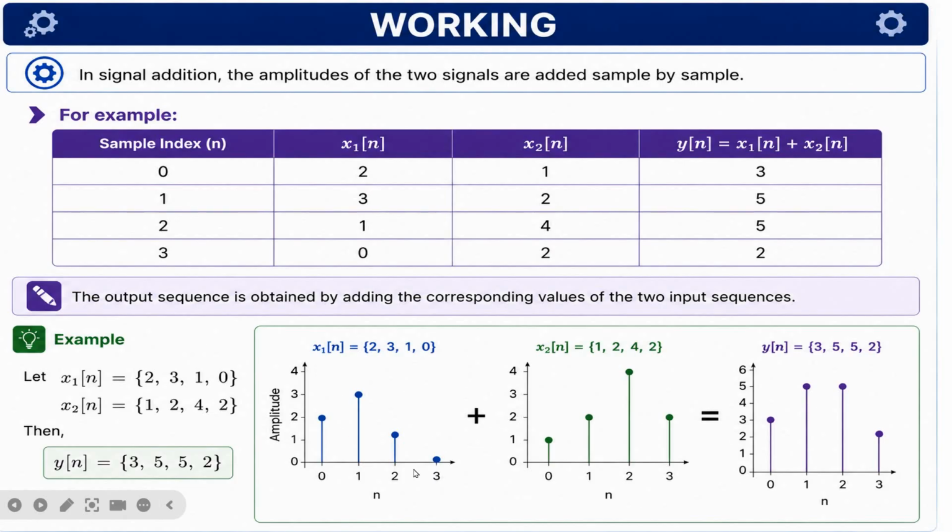Similarly, x1 at n equal to 1 is 3, and x2 at n equal to 1 is 2. When you add these two, you get 5 at n equal to 1 in y of n. Similarly, for n equal to 2 and n equal to 3, 2 plus 2 gives 4, and then 0 plus 2 gives 2.